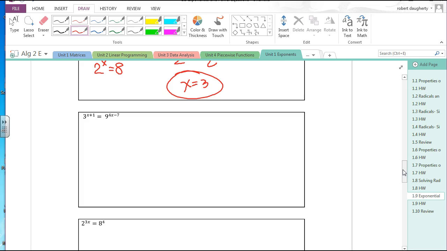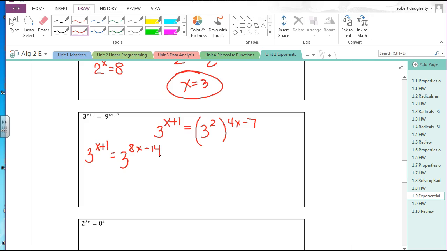So my goal is, there are two numbers I'm looking at. I'm looking at a 3 and a 9. Is there any way both those numbers can be written as powers of the same number? Yes. 9 is equal to what? 3 squared. So I can write this as 3 to the x plus 1 equal 3 squared to the 4x minus 7. Okay? So now I get 3 to the x plus 1 equal 3 to the 8x minus 14.